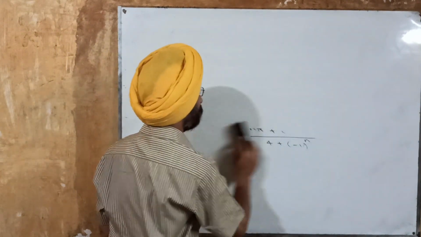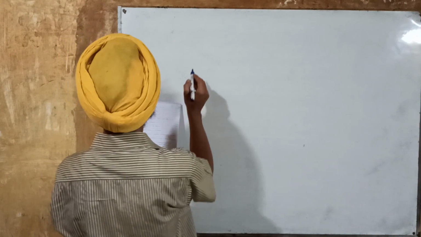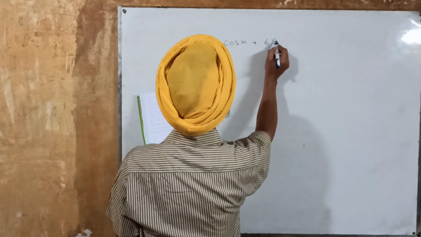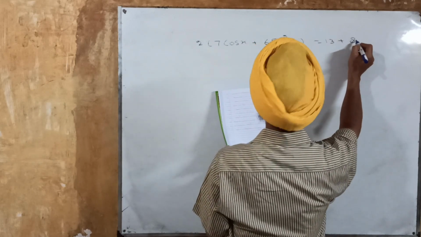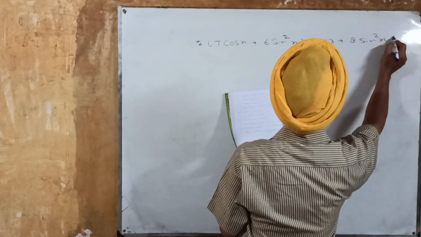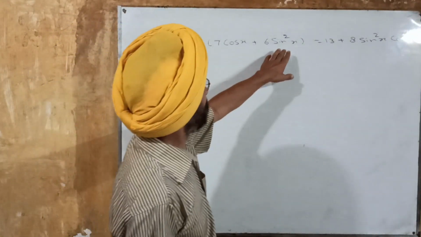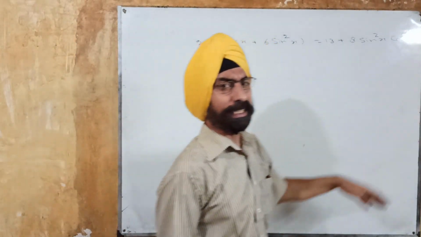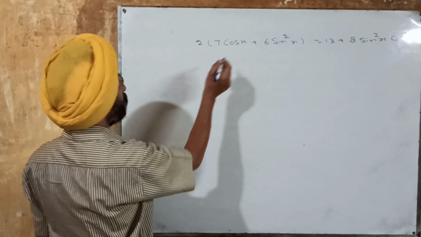One of the questions I'm going to take is 2 times 7 cos x plus 6 sin square x is equal to 13 plus 8 sin square x cos x. So how to tackle this problem? In 2 places you are having sin square x and in 2 places you are having cos x. So better if you convert sin square x into 1 minus cos square x and open the brackets as well.